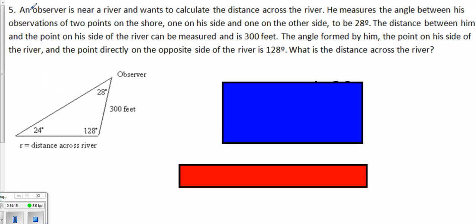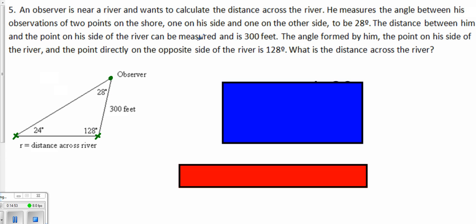Example 5 then. An observer is near a river and wants to calculate the distance across the river. He measures the angle between his observations of 2 points on the shore, one on his side and one on the other side. Now that angle is going to be 28 degrees. So he's standing here. There's 2 points on the river, one here, maybe 2 trees or 2 big signs. He measures that angle between those two as he looks straight at them to be 28 degrees.